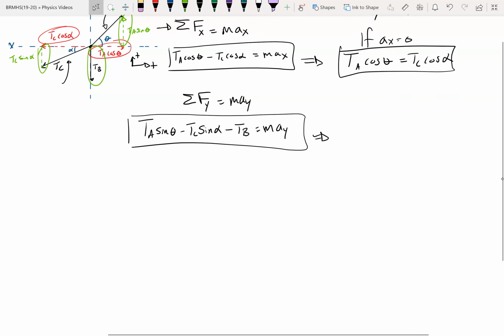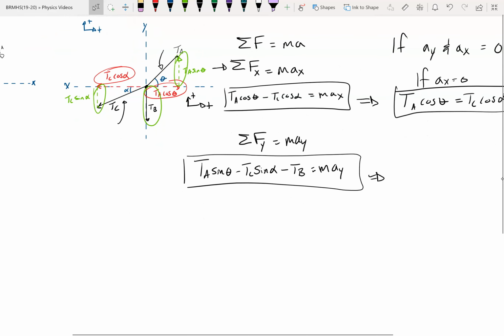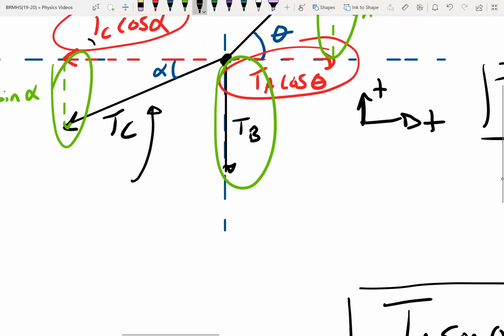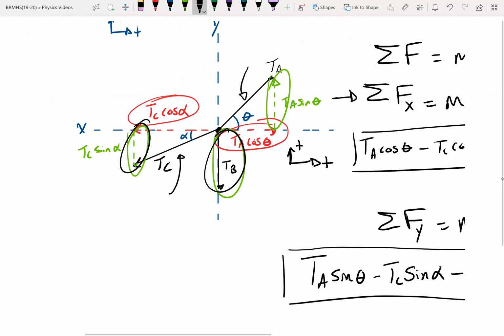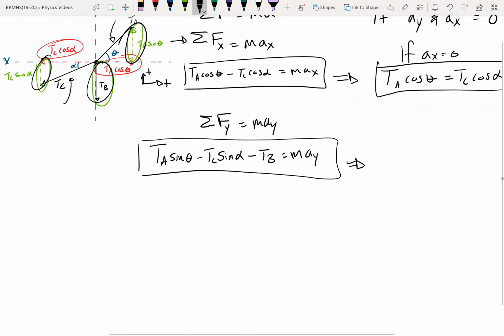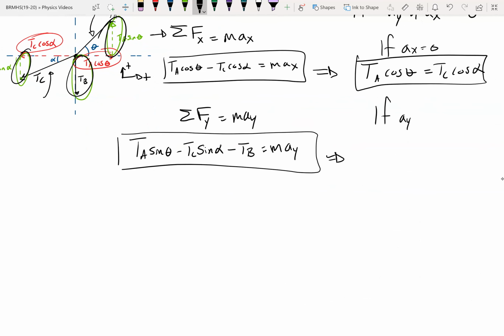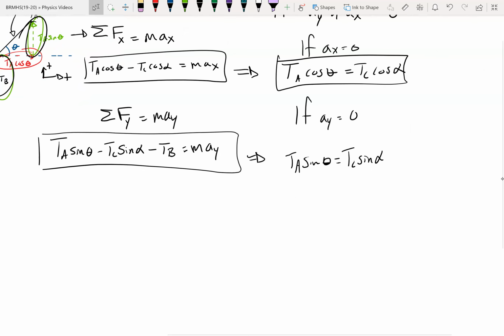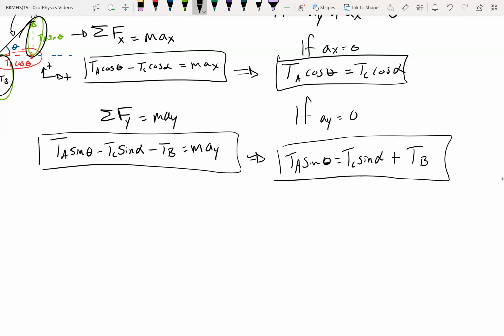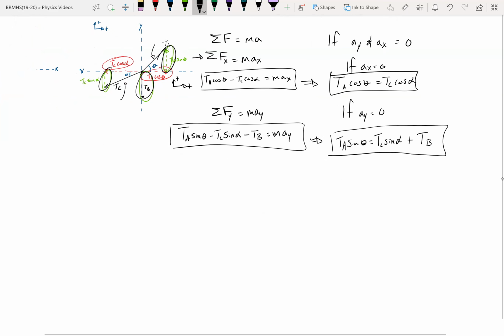Okay, and then if they said that acceleration in the y direction is 0, all the forces pointing down have to balance with all the forces pointing up. So if I know acceleration in the y direction is 0, then I would have TA sine theta equals TC sine alpha plus TB. Those would all have to balance out if I knew or were told that the acceleration is 0.